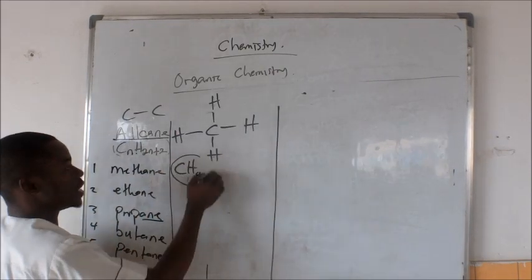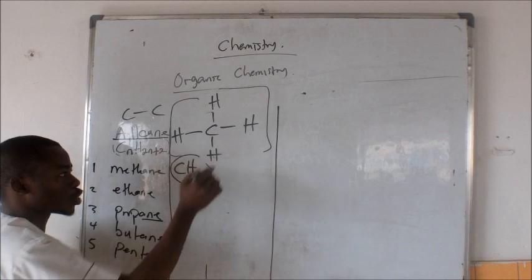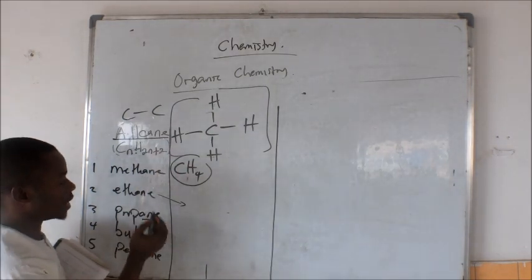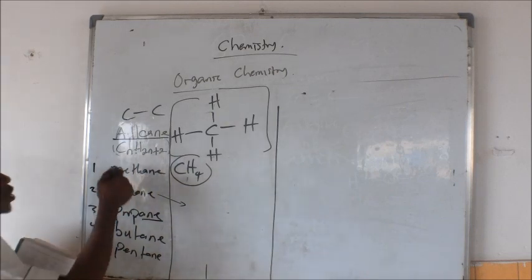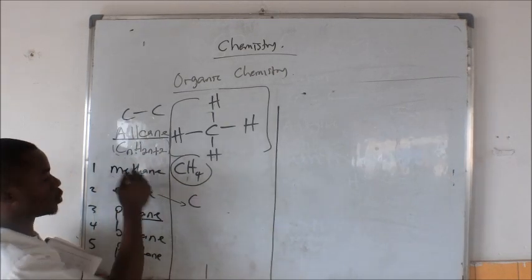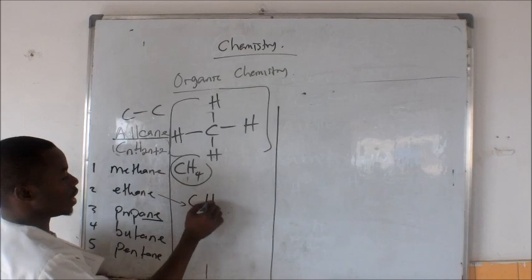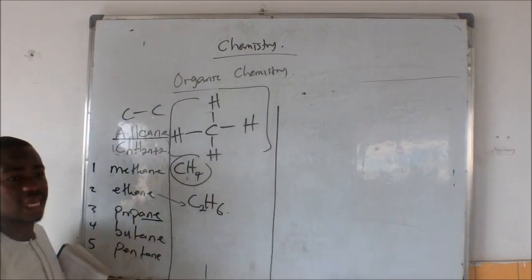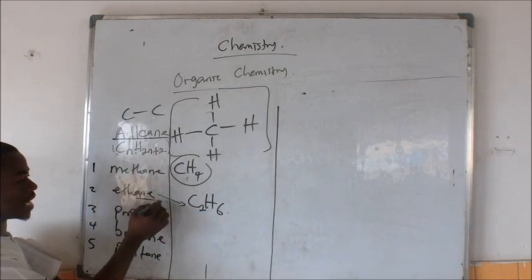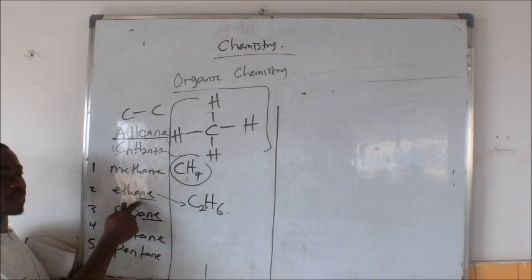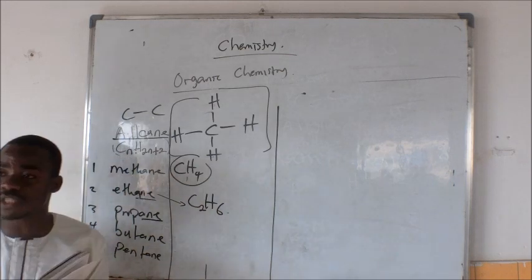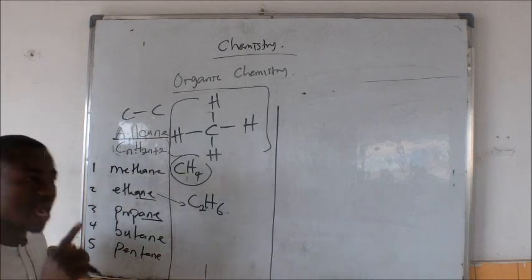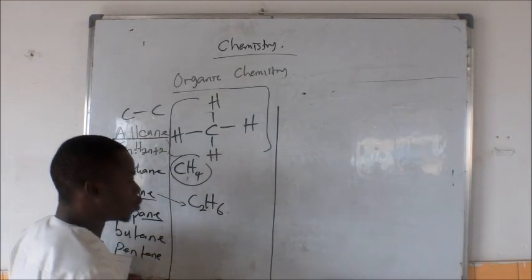Now, this CH4 is its structural formula. If you want to draw ethane, you need at least 2 carbons. Here, n is equal to 2. You have C2H, 2 times 2, 4, plus 2, 6. You have C2H6, and it is ethane. What makes it ethane is that it has a single bond between carbon and carbon atoms, or between carbon and hydrogen atoms.